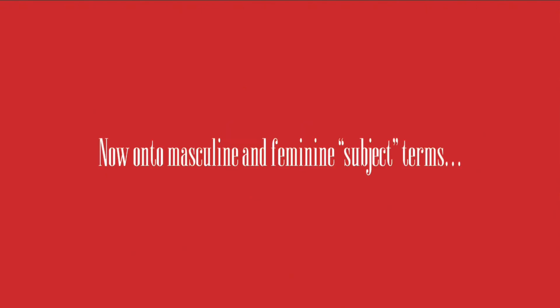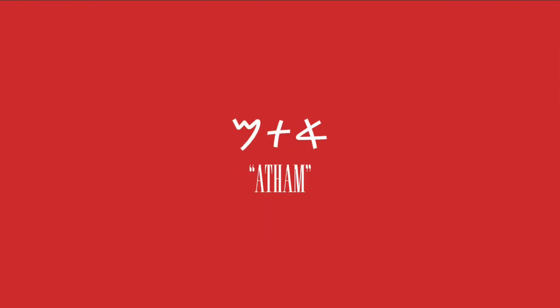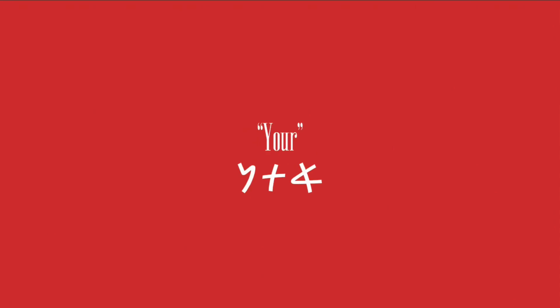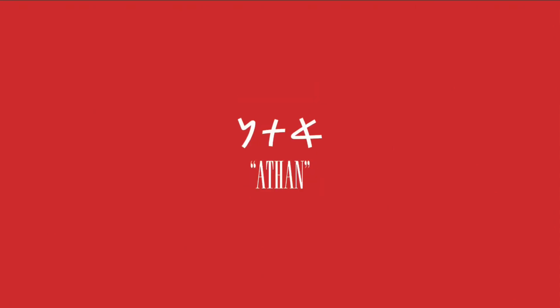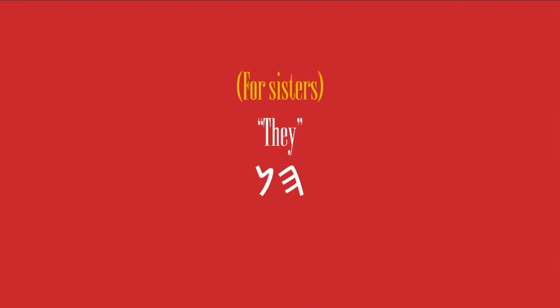And now we're going to get into the masculine and feminine versions of words. To say your, if you're a brother, you would say Atham. To say your, if you're a sister, you would say Athan. To say they, if you are a brother, you would say Ham. And to say they, if you are a sister, you're going to say Han.